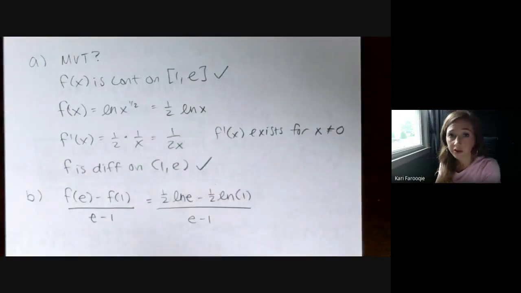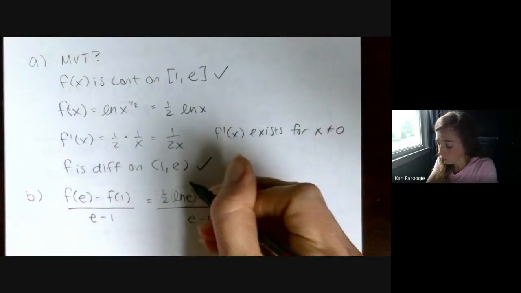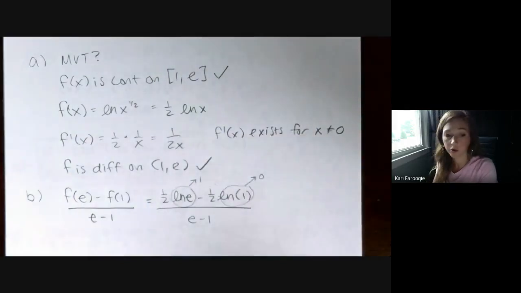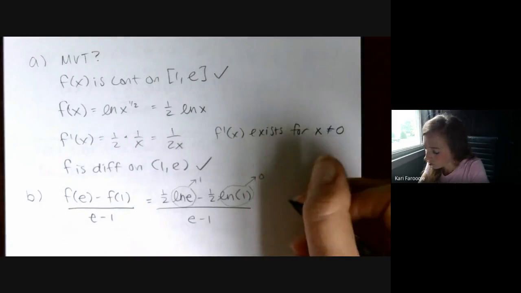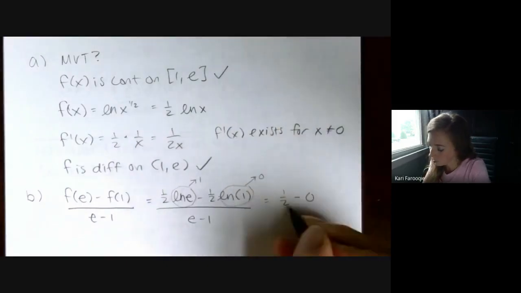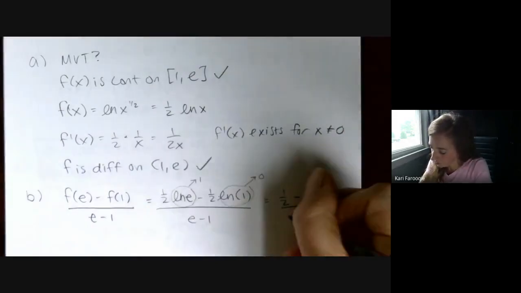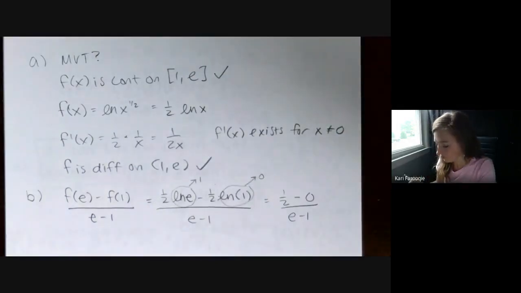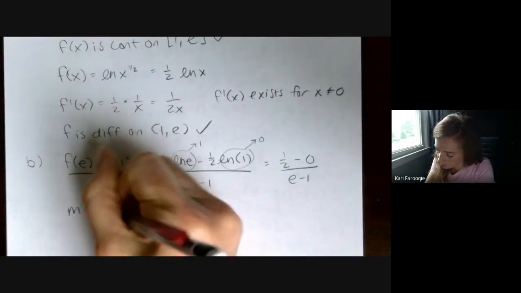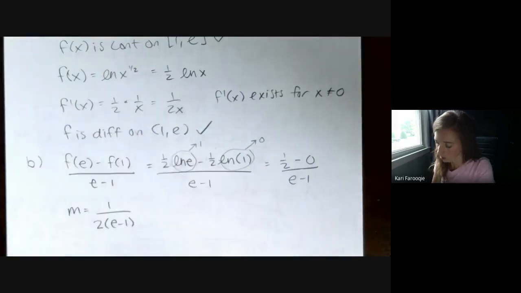And then you're just going to have to get used to working with natural logs and exponentials. ln E is 1, and ln 1 is 0. You can always enter these in your calculator. If you enter ln E, you're just entering the natural log of E to the first, but the natural log of 1 is 0. So this is 1/2 minus 0, because it's 1/2 times 0, and then E minus 1. So we would say that the slope is 1 divided by twice E minus 1.